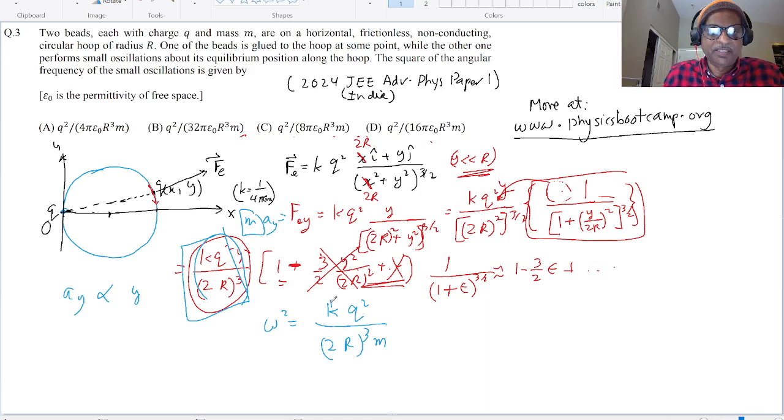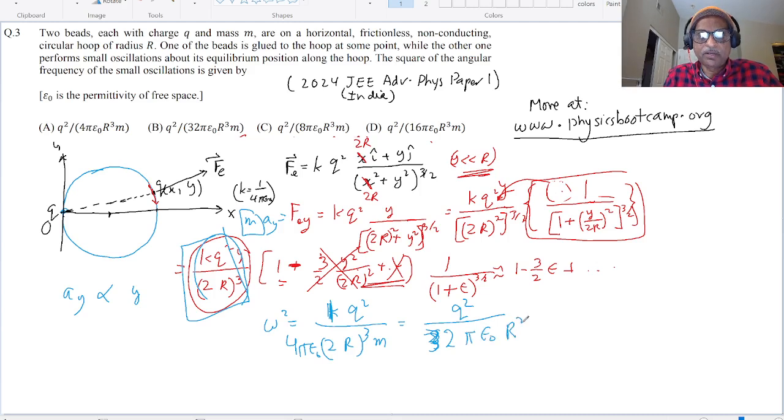Now k is 1 over 4 pi epsilon naught, so this is going to be q square over 8 times 4, which is 32 pi epsilon naught r cube m, and the answer is B. Okay, so this is a strategy for doing this kind of problem.